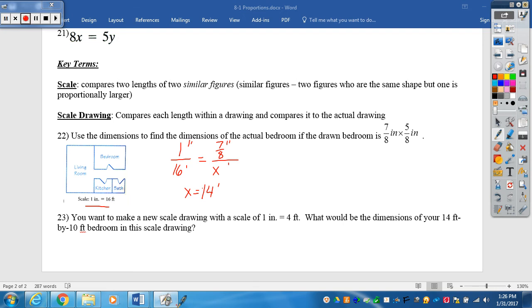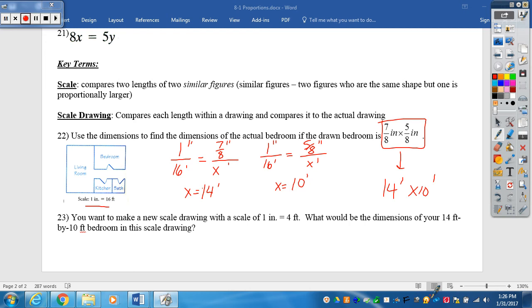Okay. The other dimension can be found by doing the same thing. 1 inch is to 16 feet, as 5/8 inch is to x feet. Again, cross multiplying that, we get x, and 5/8 of 16 would be 10 feet. Okay. So the bedroom in question actually has dimensions 14 feet by 10 feet. Okay? And so, yeah, that's how you can find that out.